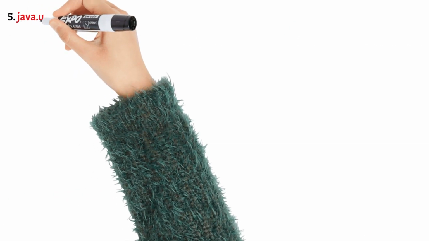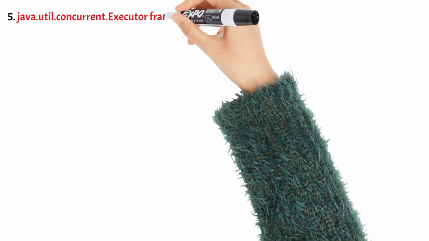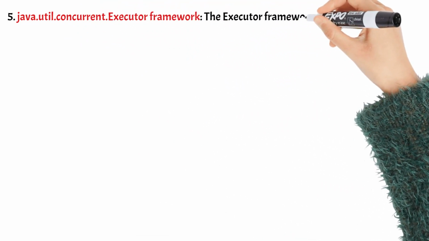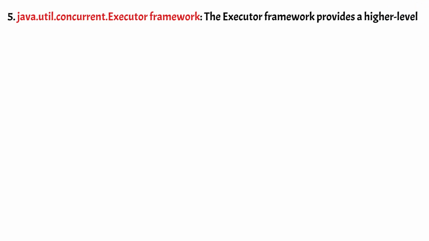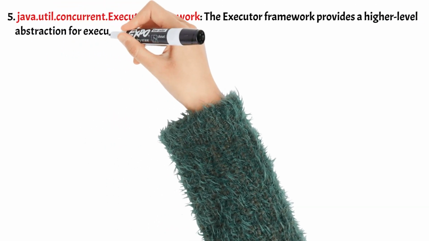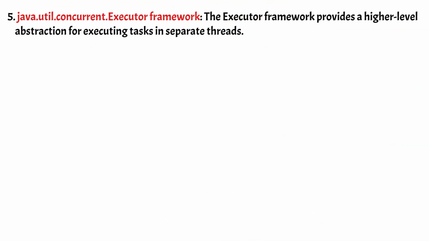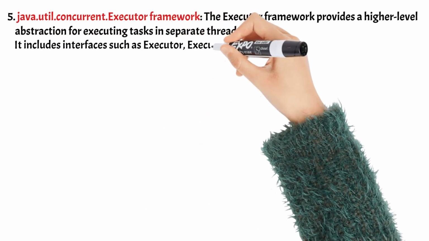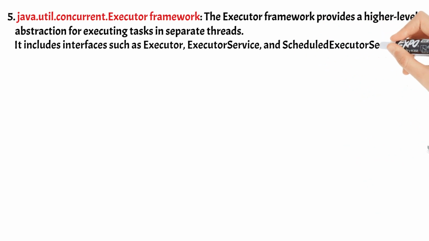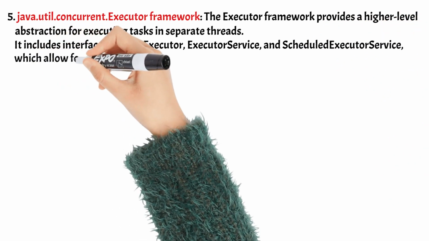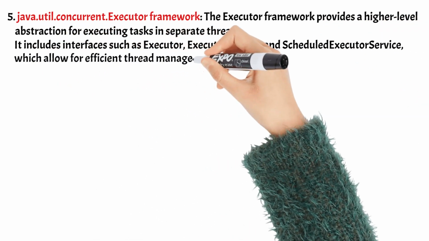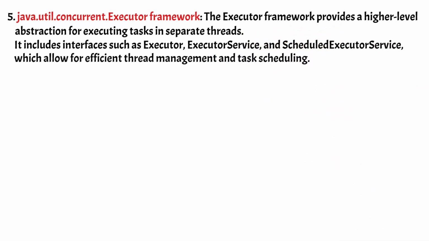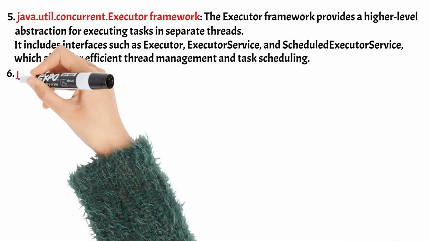5. java.util.concurrent Executor framework. The Executor framework provides a higher-level abstraction for executing tasks in separate threads. It includes interfaces such as Executor, ExecutorService, and ScheduledExecutorService, which allow for efficient thread management and task scheduling.